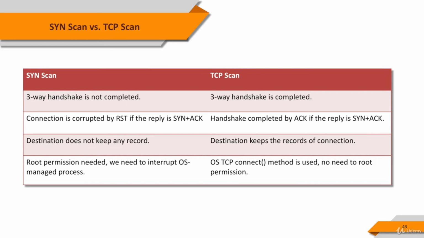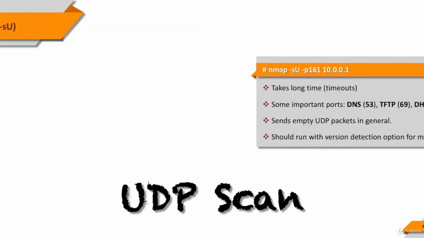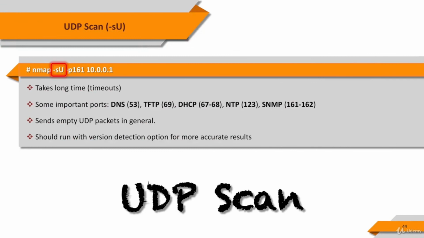Because the native operating system call is bypassed, SYN scan has to be run by a privileged user. TCP scan uses the system call, so it does not need extra privileges. UDP scan is activated with the -sU option.